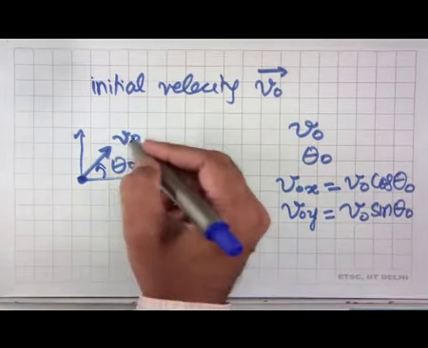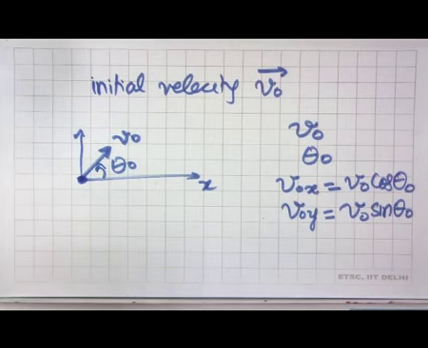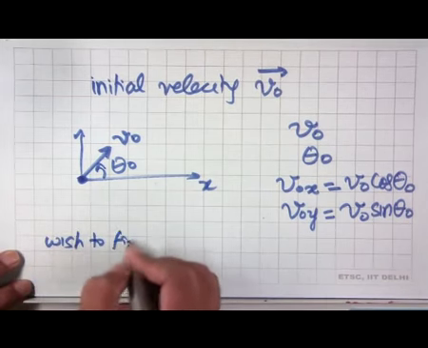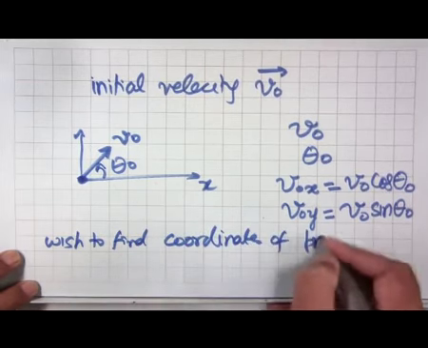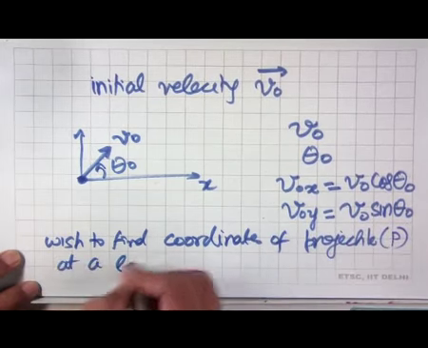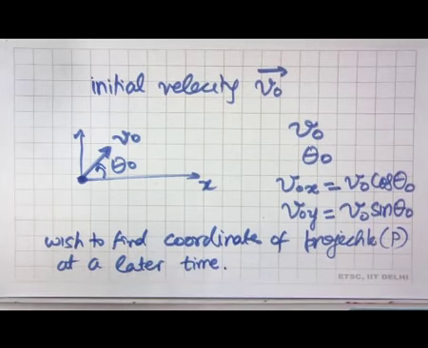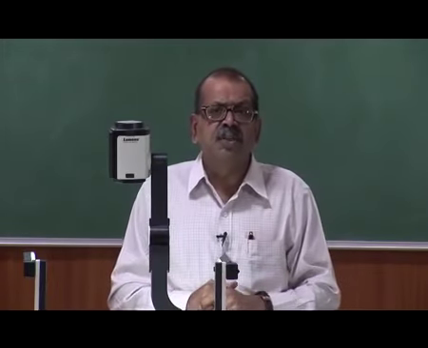So, if we know the initial velocity vector, that means both the components of the velocity are known to us, and then what we wish to find are the coordinates of the projectile, or of the particle P, at a later time. Now, before we look at the equations, let us physically look at the projectile motion before we come to the equations.